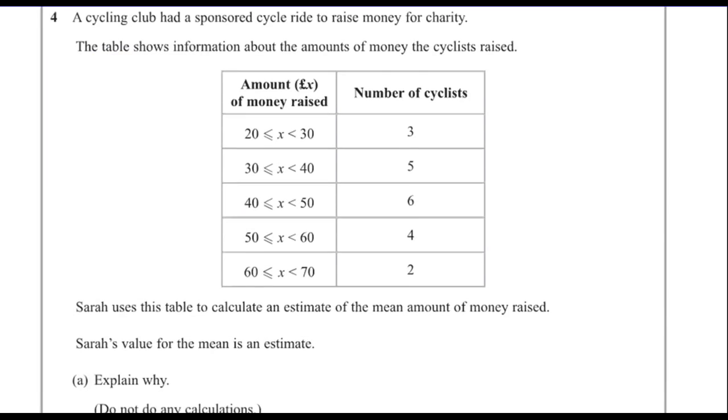Question 4. A cycling club has a sponsored race to raise money for charity. The table shows information about the amounts of money the cyclists raised, and we're using X for the amount raised. And here we have the number of cyclists. We've used the word many times for a number of, called frequency. So you can add that word in yourself. That's the proper maths word. So we're just going to label these columns X and F. X for our variable, the thing that's changing, in this case the amount of money, and F for how many, frequency.